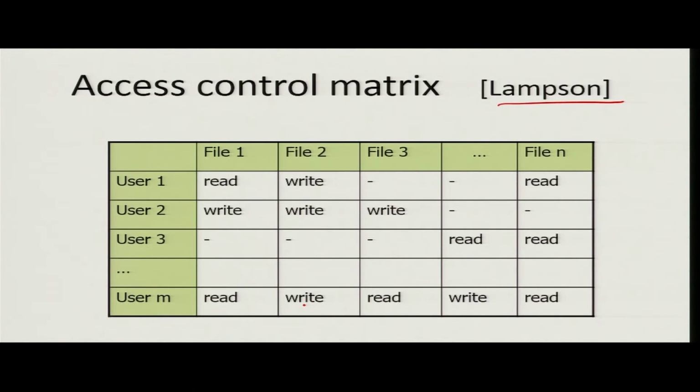So, if you want to check whether user 3 has access to file 3, or user 3 is trying to open file 3, you have to go into this box and see whether there is anything there, and if there is not, then they will be denied access.